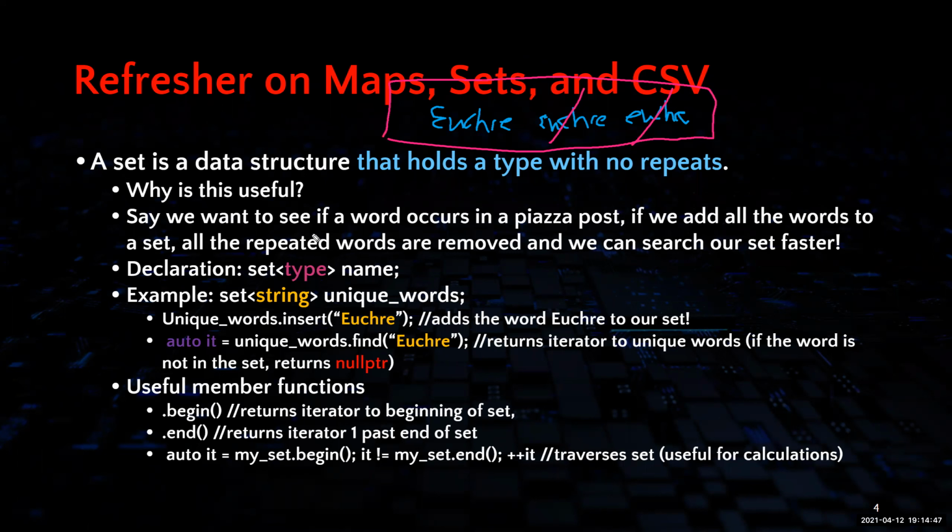There are other methods, but the set one's pretty easy because set also has member functions like insert and find. So again, insert just adds something to the set, and find just says, does it exist or not? You can also traverse a set, which is very helpful for the project.